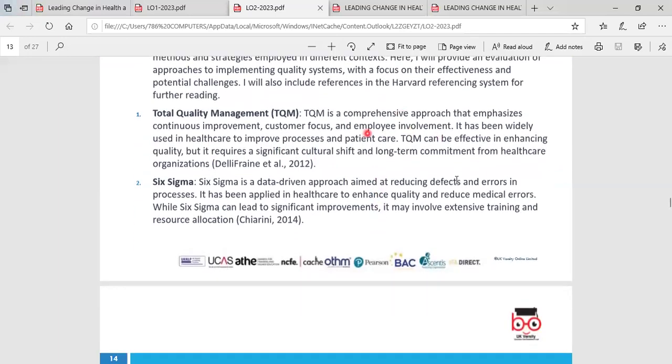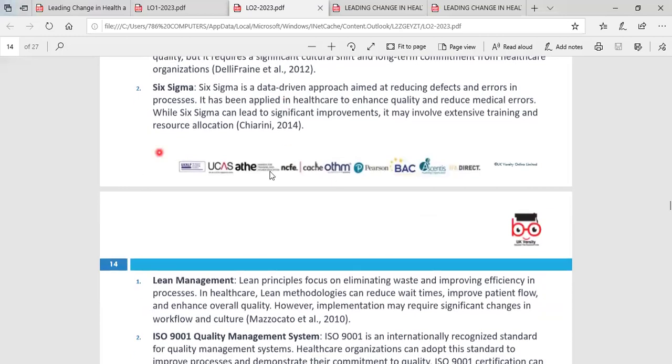Total quality management can be effective in enhancing quality, but it requires a significant cultural shift and long-term commitment. So sometimes organizations do not use this because it's a long-term commitment. And if they have that in place, this is wonderful to use. Six Sigma is data-driven. It's aimed at reducing defects and errors in processes, and it is applied in healthcare in order to enhance quality and reduce medical errors. It can lead to significant improvements. However, you need extensive training on it and a lot of resources that you need to allocate to it.